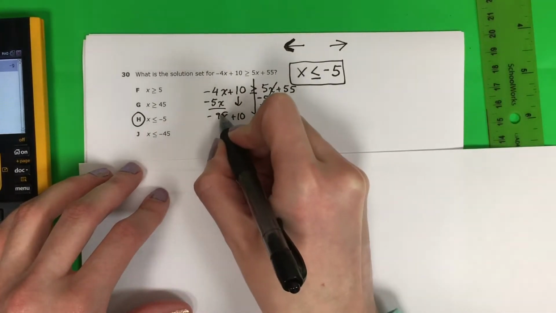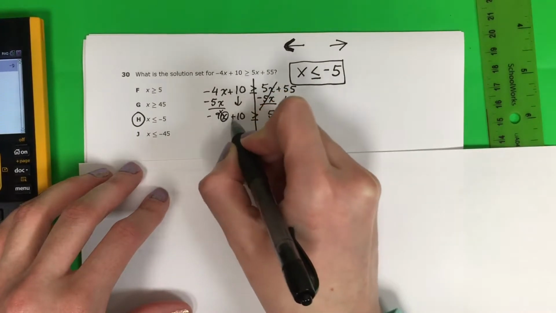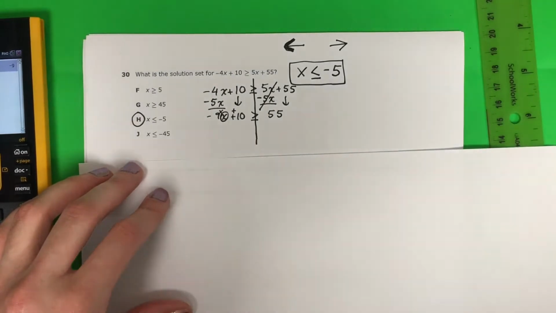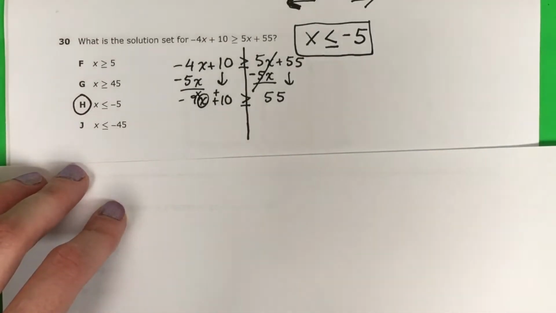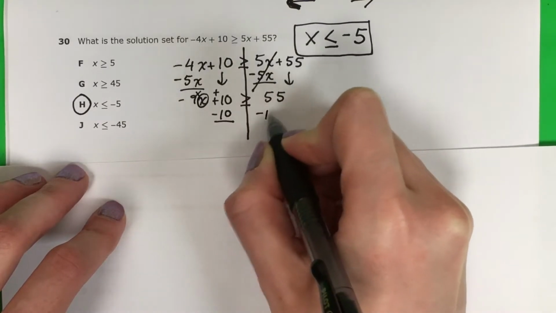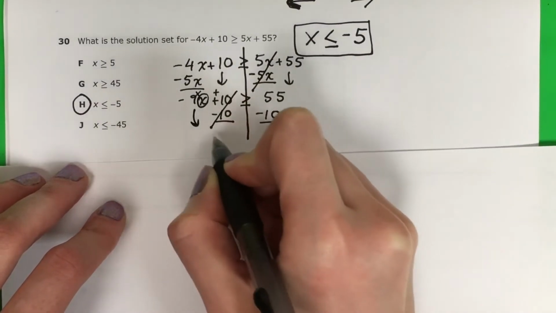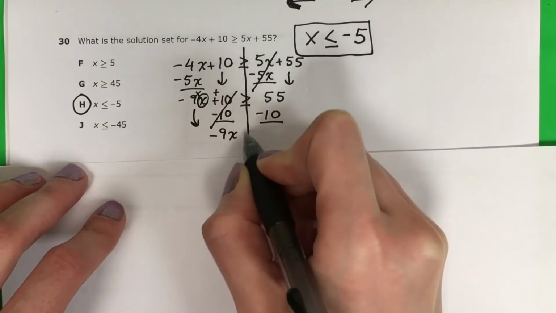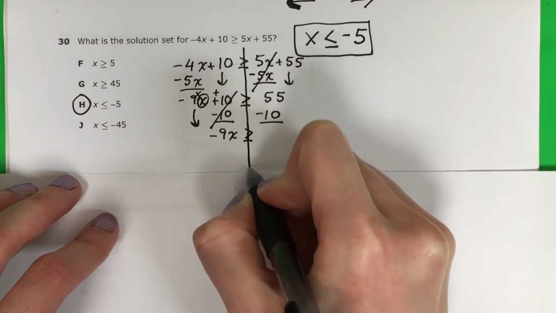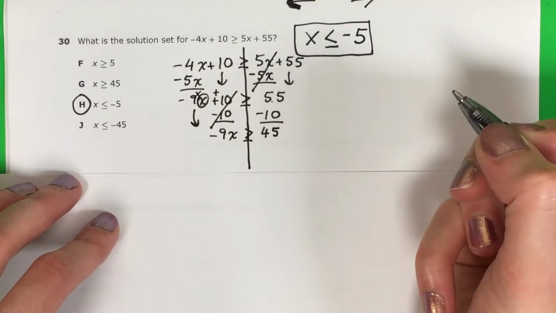Now you want x alone, okay? Here, this is multiply, and here this is positive plus. What is first, multiply or plus? Well, plus is first. The opposite of plus is minus, so minus 10, minus 10. This cancels, copy down. Negative 9x is greater than or equal to 55 minus 10 is 45.